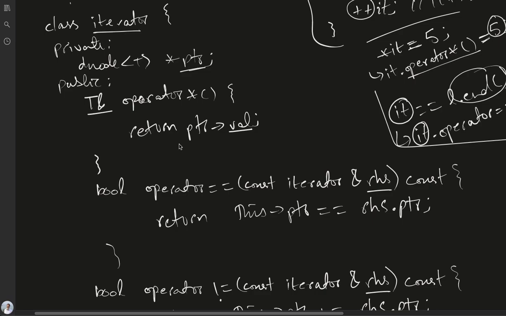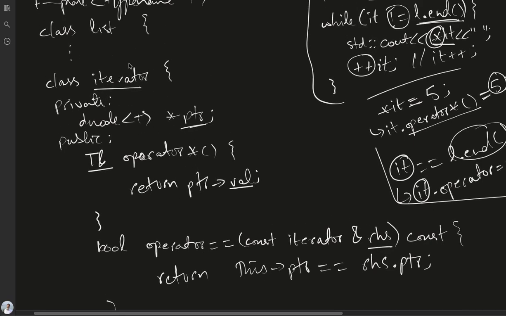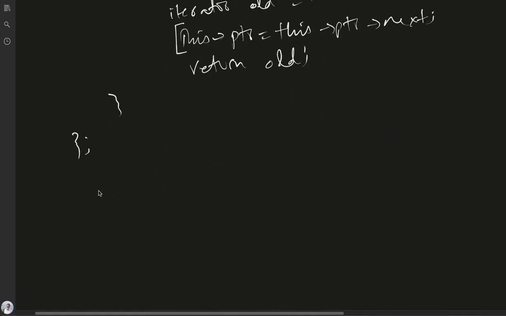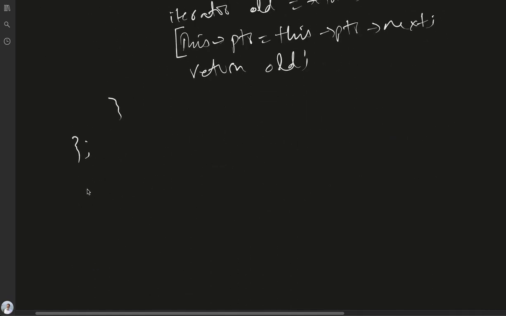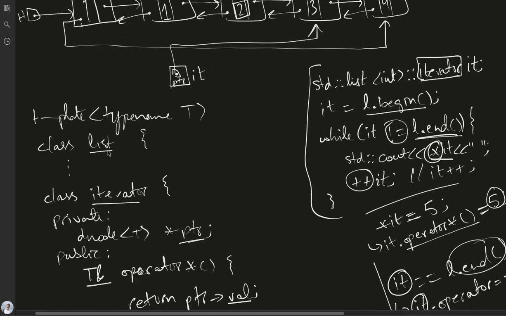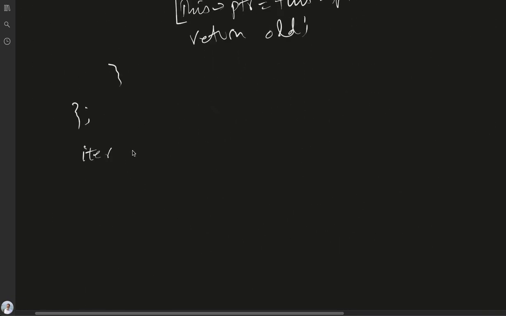So we are basically not accessing something from the list, so we do not need to make this iterator a friend of list, a friend of iterator class. And let's now implement the begin and end functions. So begin function returns an iterator. Please mind that this begin function is part of the list class, not the iterator class, right?